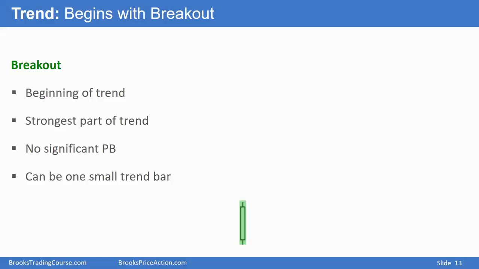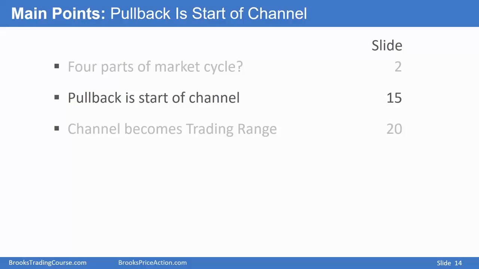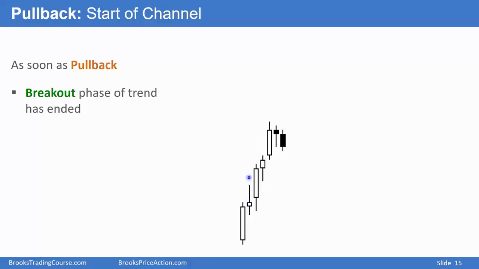All trends begin with a breakout. It can be a single bar, or it can be a series of bars. For example, here we have a bull breakout. Remember, every bull trend bar is a breakout. It's also a climax. The breakout is the strongest type of trend, and there is no significant pullback, and sometimes it can last several bars. However, once you get a pullback, you've begun a channel. Pullback in a bull trend means the low of the bar goes below the low of a prior bar. We have a breakout, and then this bar fell below that bar's low. The market is now going to probably transition into a channel.